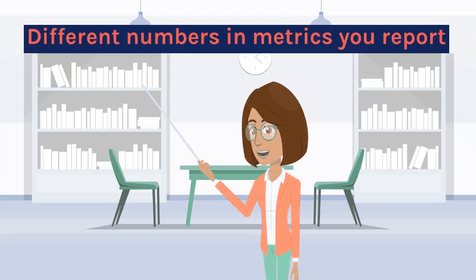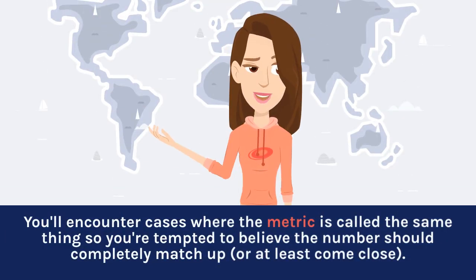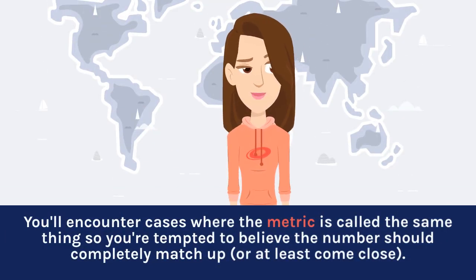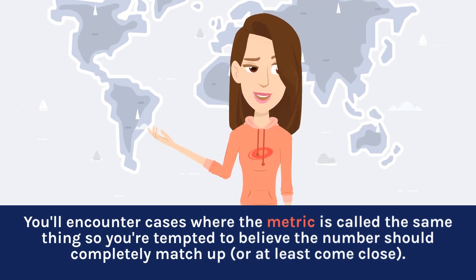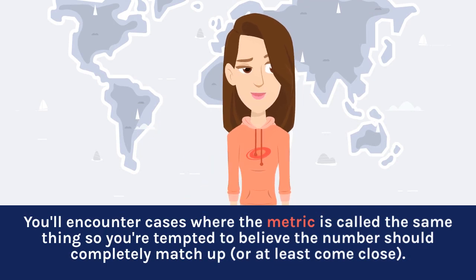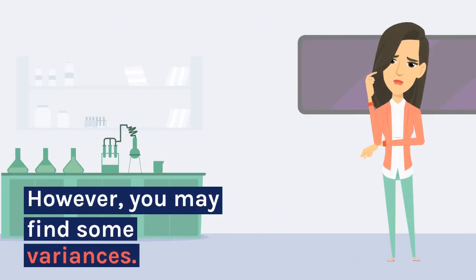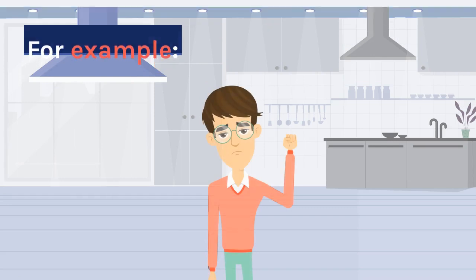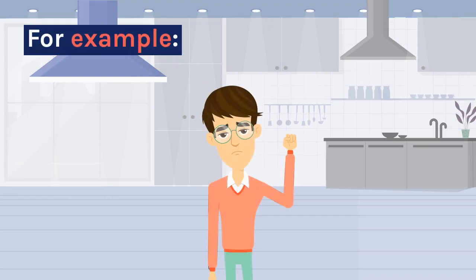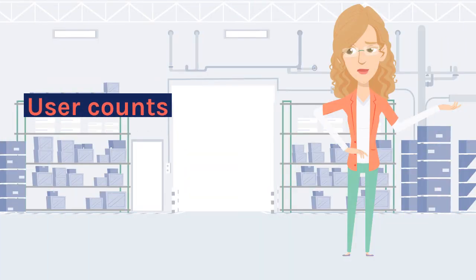Different numbers in metrics you report. You'll encounter cases where the metric is called the same thing, so you're tempted to believe the number should completely match up, or at least come close. However, you may find some variances. For example, user counts.